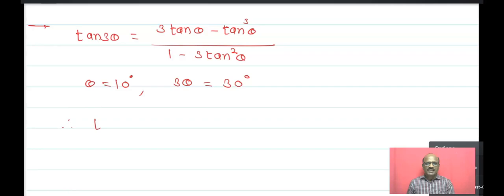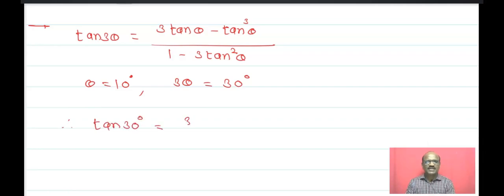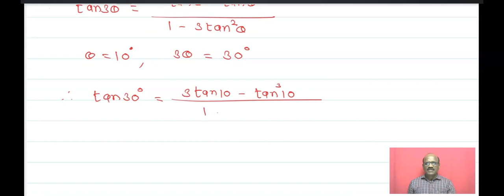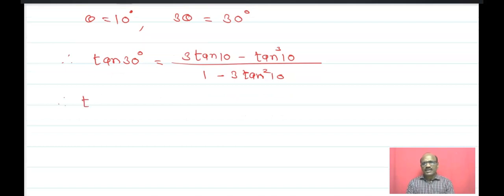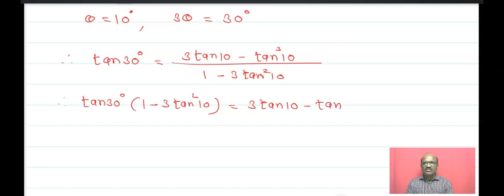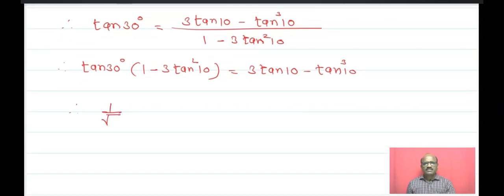Now, this is important here. That is, theta is equals to 10, therefore 3 theta is equals to 30, therefore tan of 30 is equals to 3 tan 10 minus tan cube. We have applied the formula. That is, tan 30 is equals to 3 tan of 10 minus tan cube 10 upon 1 minus 3 tan square 10. Normal simplification आहे त्याच्यामध्ये. Tan 30 in bracket 1 minus 3 tan square 10, that is equals to 3 tan 10 minus tan cube 10, that is tan 30 1 by root 3, 1 minus 3 tan square 10, that is equals to 3 tan 10 minus tan cube 10.